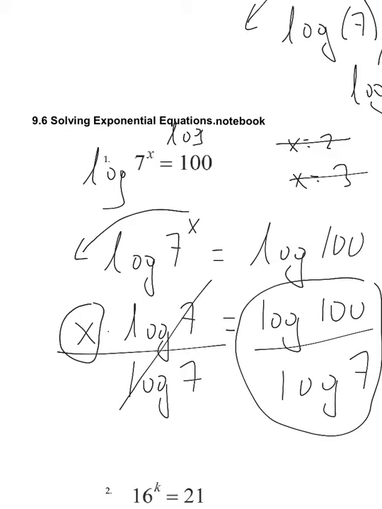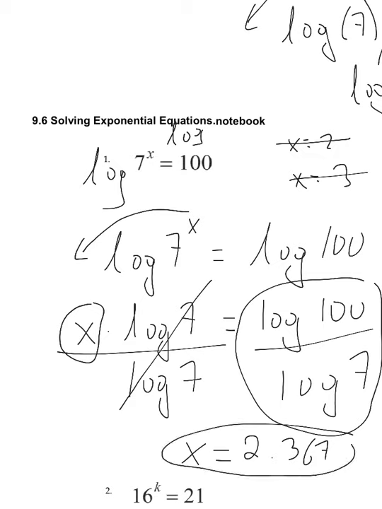Log 100 divided by log 7, and to 3 decimal places, x is equal to 2.367. If you want to check your answer, please raise 7 to 2.367 power and you will get something really close to 100. I think it will be slightly above because I rounded up. Okay?